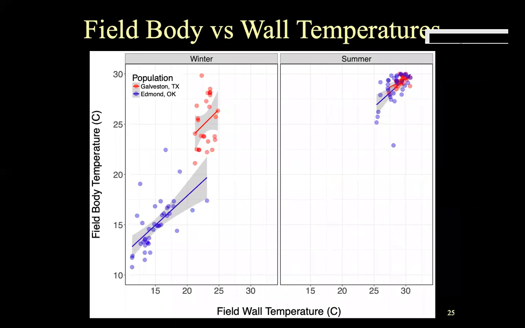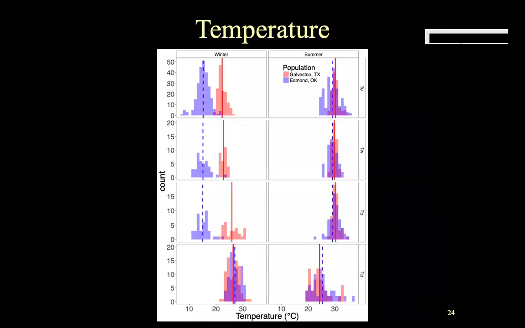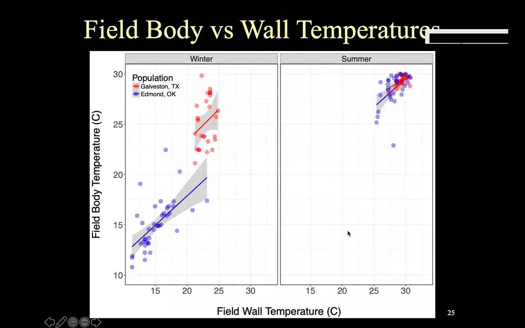And so these are the kinds of data that we've seen. So this is winter and summer for the two populations, Galveston and Edmond, Oklahoma. And you can see that the environmental temperatures, the wall temperatures, and the body temperatures are all very different in the winter, and they're all very similar in the summer. This is what these regressions between wall temperature and body temperature look like.